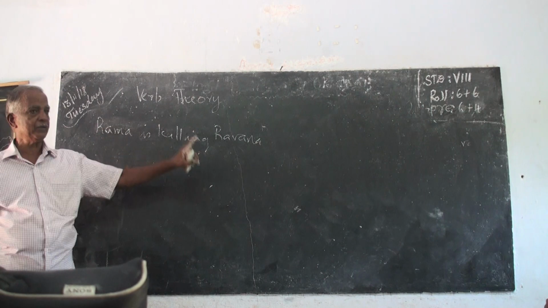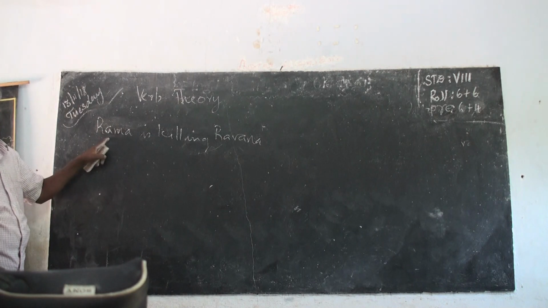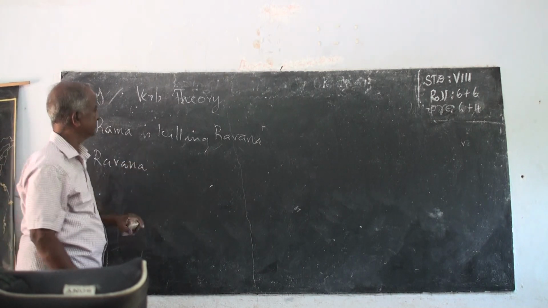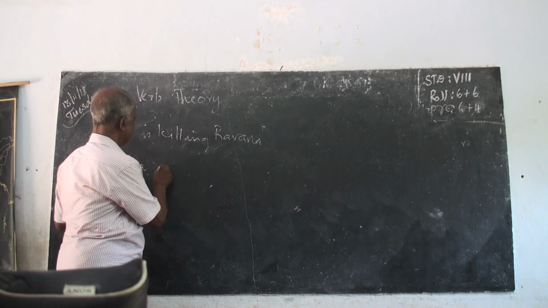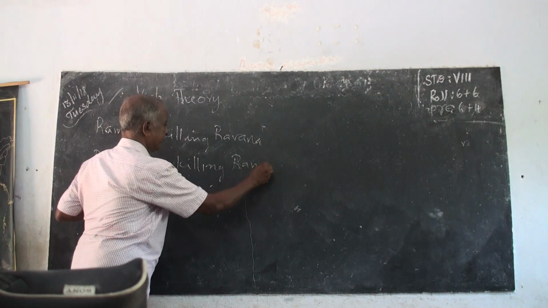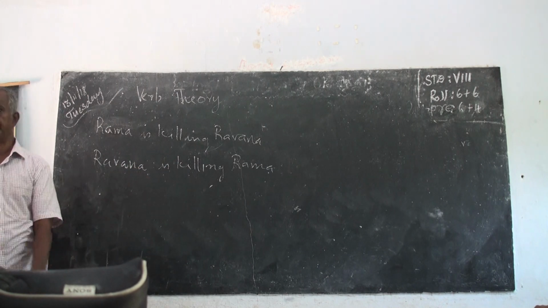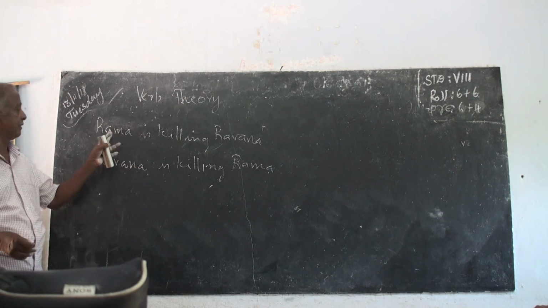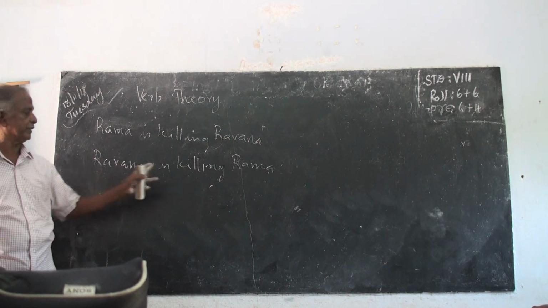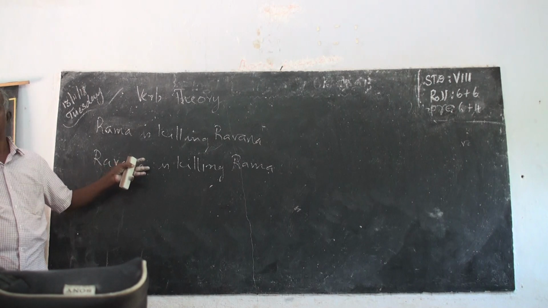Now to convert this into passive voice, we must take this to this side, to the start of Rama. So Ravana is killing Rama. Is it correct? No, it is wrong. Why is it wrong? It is giving a different meaning. Here Rama is killing Ravana. Here Ravana is killing Rama. The meaning of this sentence is different from the meaning of this sentence. So when you convert active voice into passive voice, the meaning should not change.